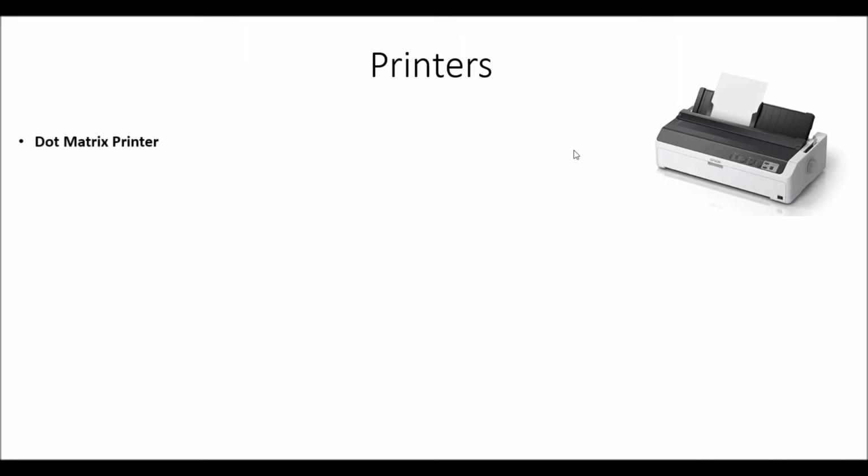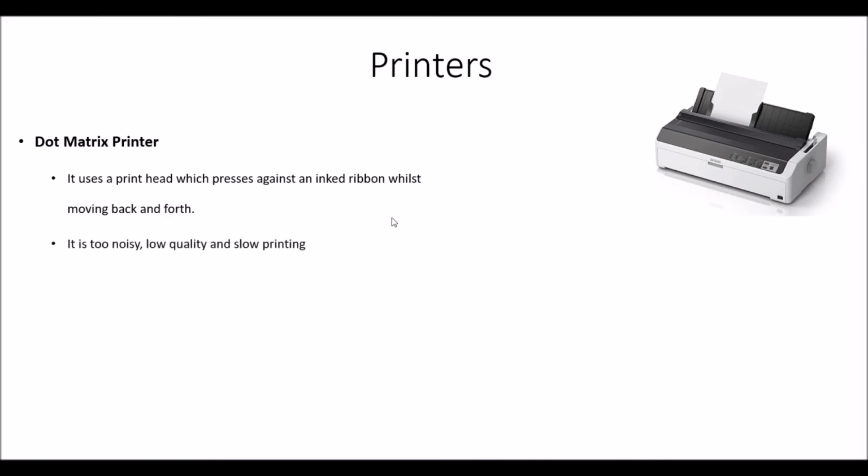Then another type of printer you're supposed to know is what we call dot matrix printer. This is an old technology, by the way. It uses a print head which presses against an ink ribbon, moving back and forth. It is too noisy, with very low quality and slow printing. So pay attention to that. Then it is used to print shop receipts and airline tickets and in some other places like in a workshop. A workshop, let's say a mechanic workshop or truck workshop, is a very dirty place. So using a noisy printer in a noisy place is not an issue.